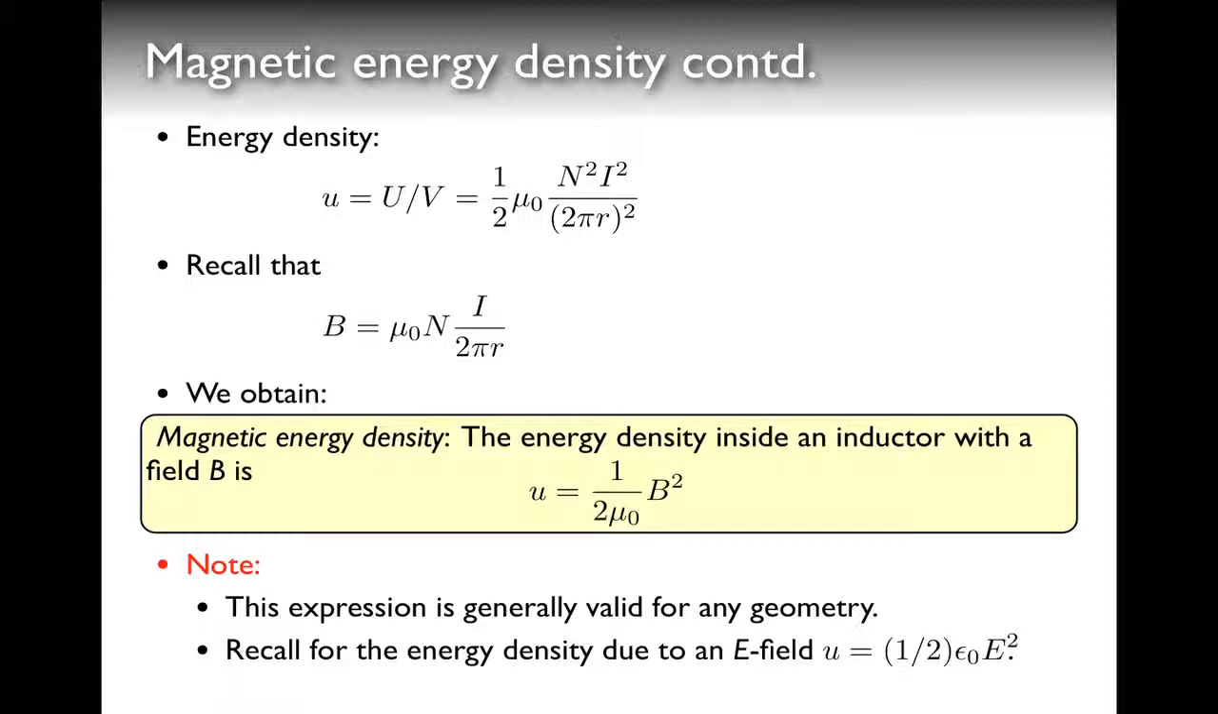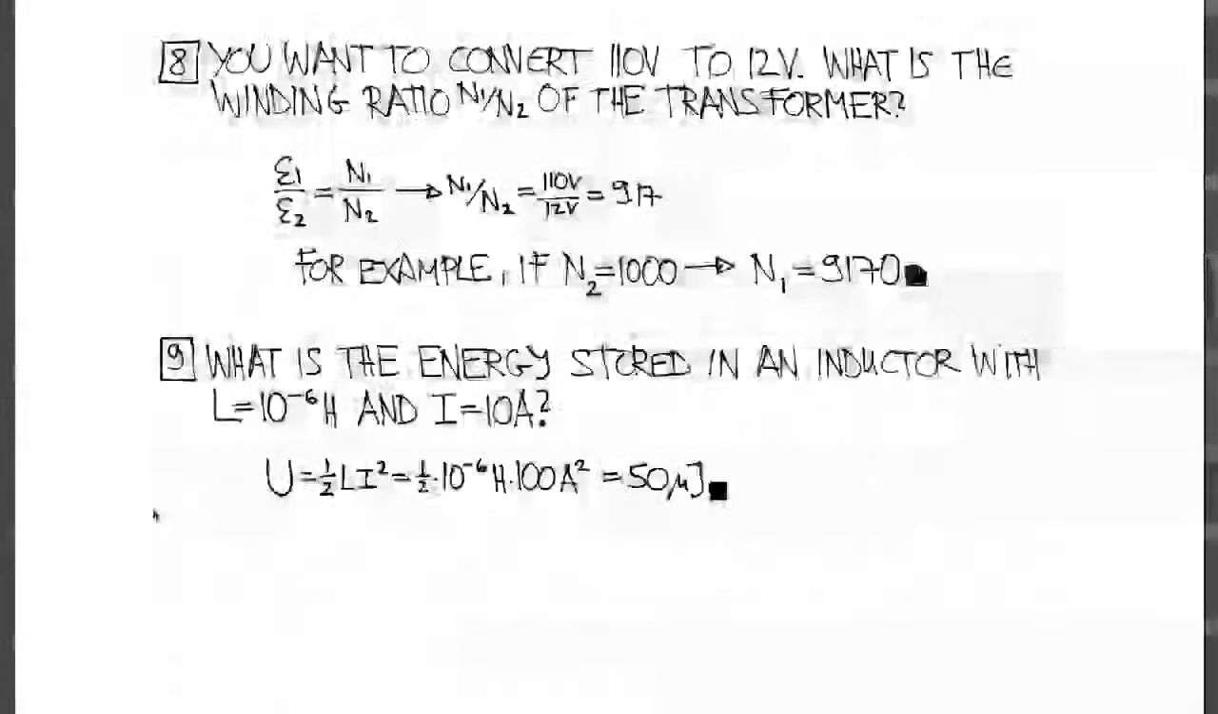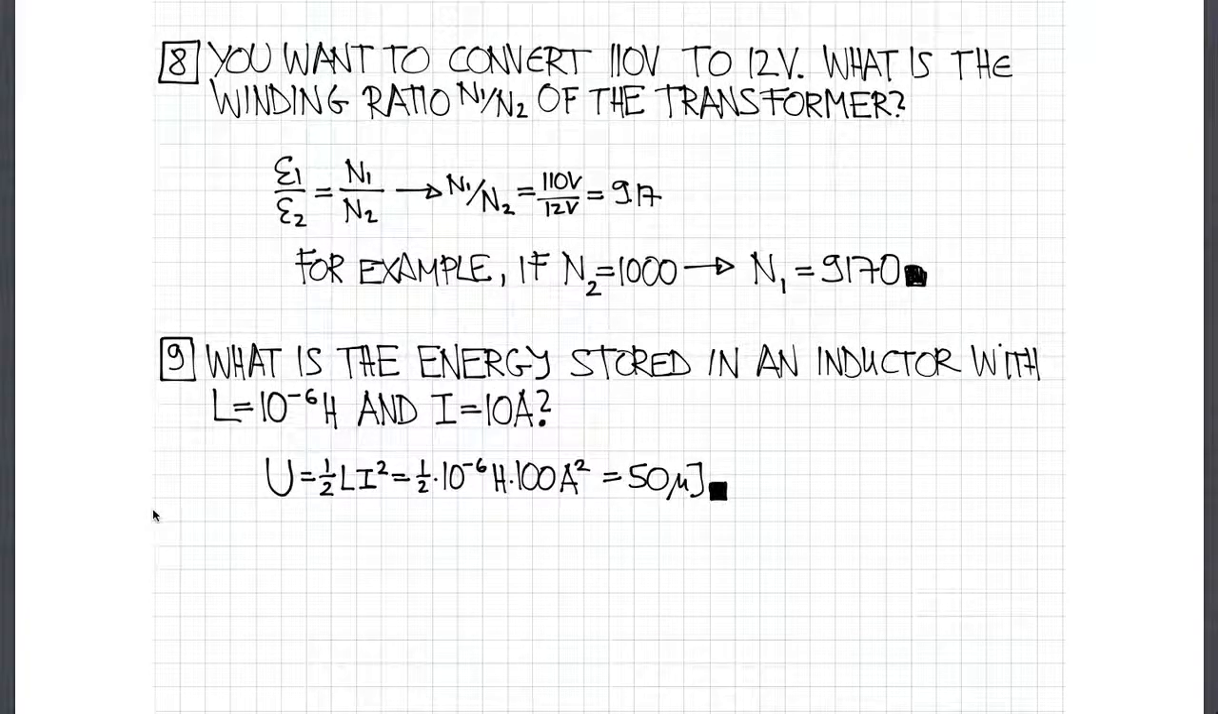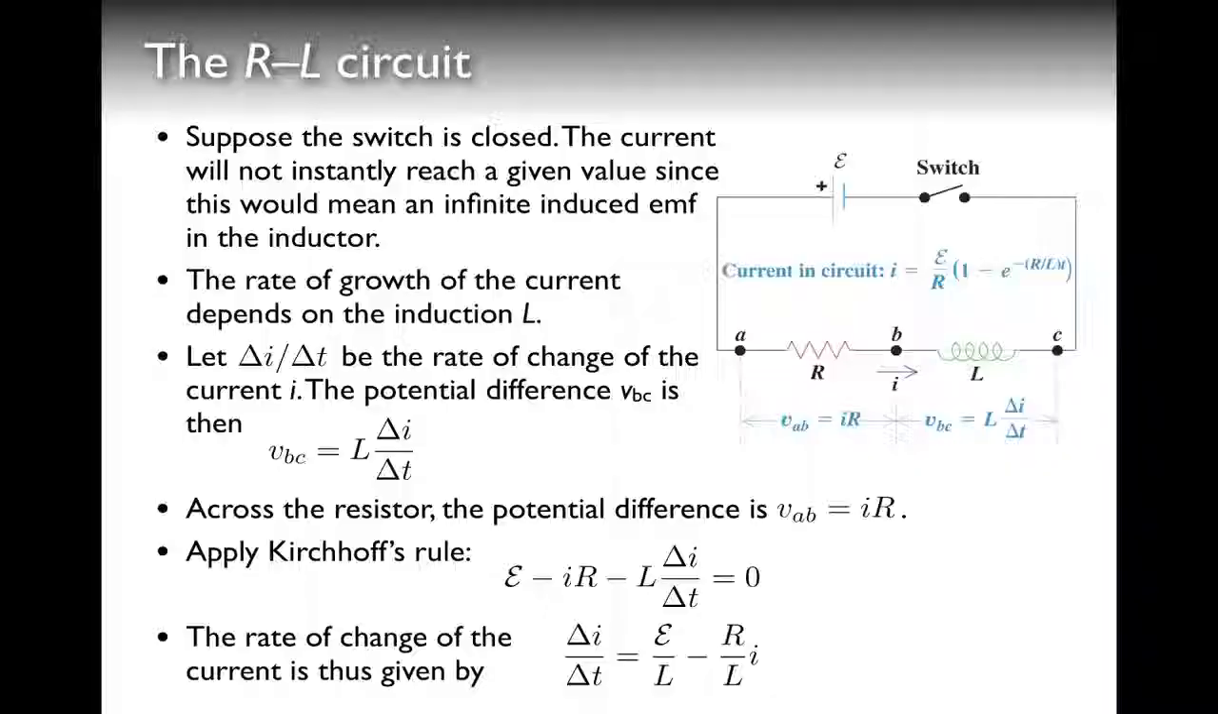Let me do now a final example problem. What is the energy stored in an inductor with a self-inductance L of 10 to the minus 6 Henry and a current of 10 amps? We use the expression U is 1/2 L i squared, so we have 1/2 times 10 to the minus 6 Henry times 100 amps squared, and what we obtain is 50 microjoules. This is a small amount of energy. However, as you can imagine, the larger your inductor and the more current you push through the system, the larger your energy will be.